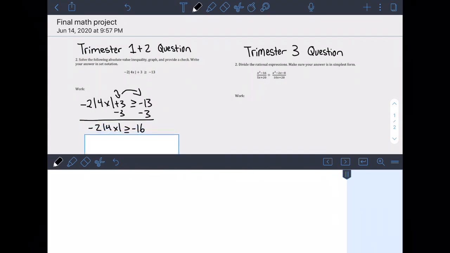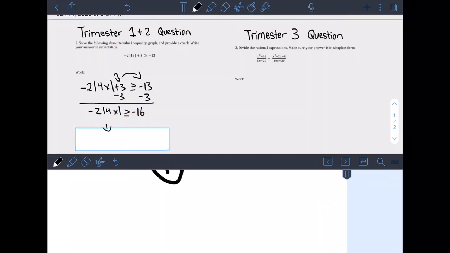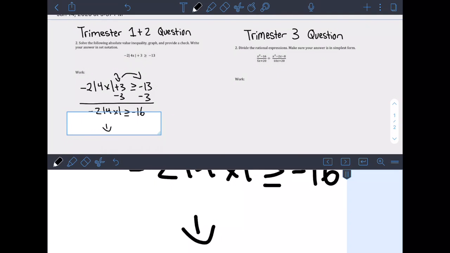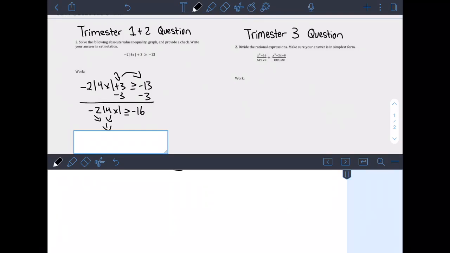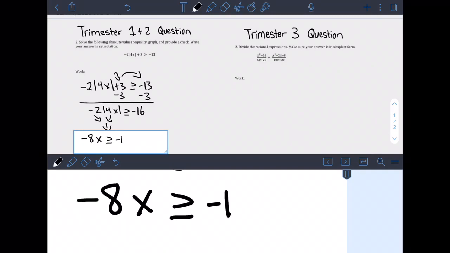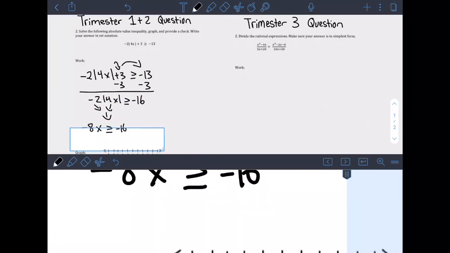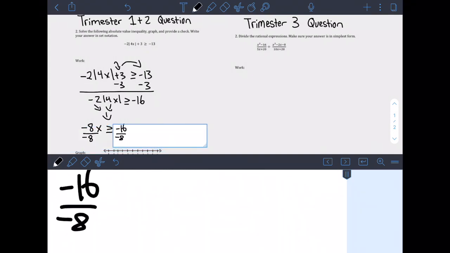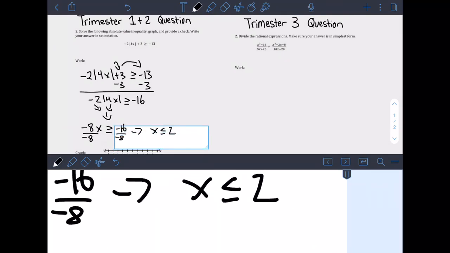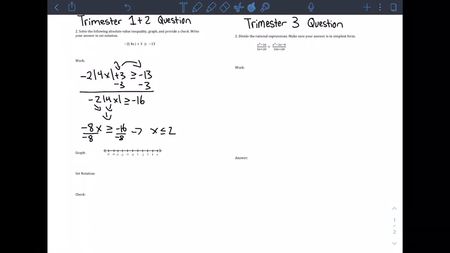Okay, so now the problem is a lot easier to work with. So what I'm going to do next is distribute the -2 into the parentheses of the 4x and get -8x. And then -8x is greater than or equal to -16. Okay, and for the last step of the problem, all I have to do is divide both sides of the equation by -8, because I have to get x by itself. And the answer to the problem will be x is less than or equal to 2.